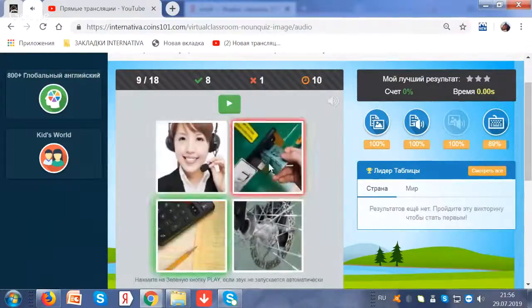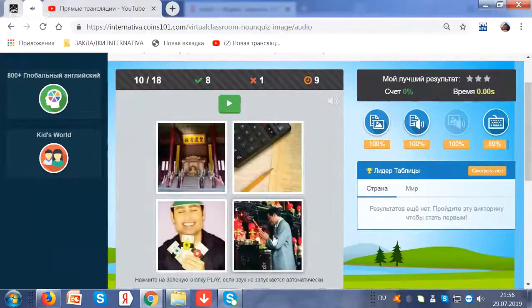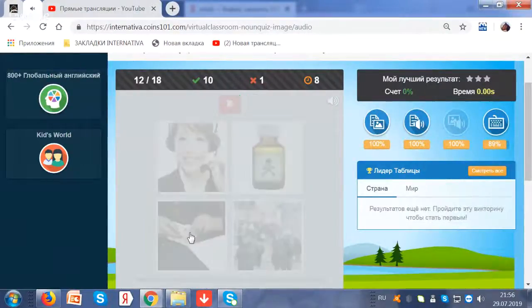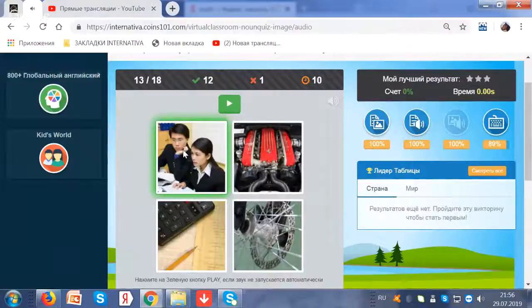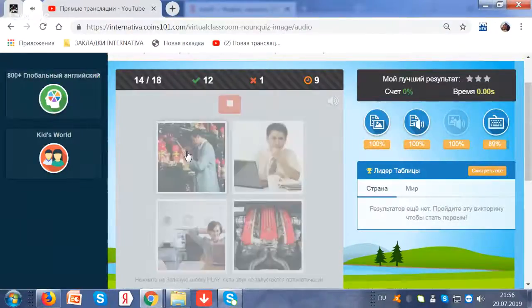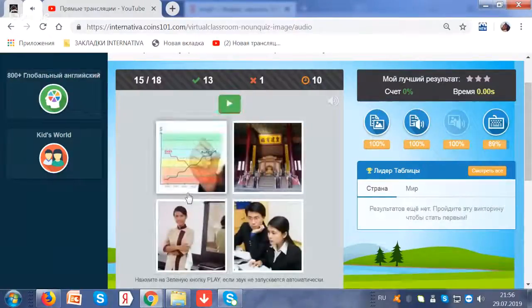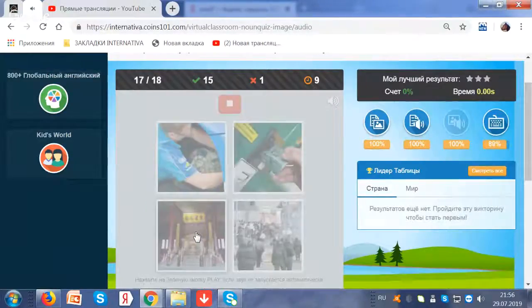Balance. Oh, sorry. Religion. Adjustment. Debt. Interest. Engine. Work. Credit. Protest.